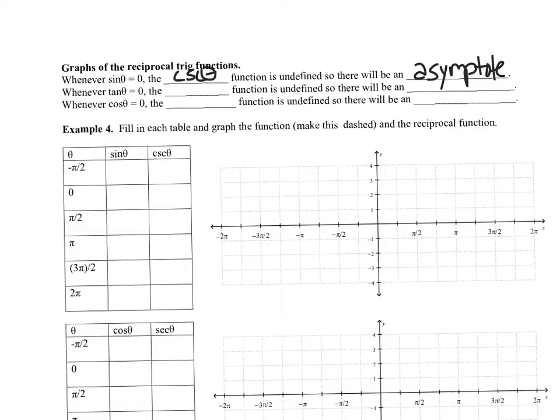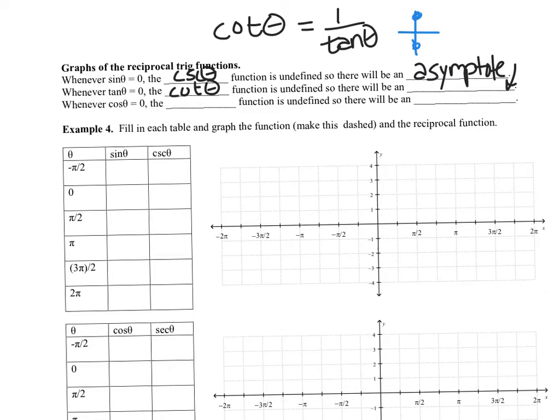Whenever tangent of theta is equal to 0, because the cotangent of theta is undefined, so there again will be an asymptote. So cotangent of theta is equal to 1 over tangent of theta. So wherever tangent of theta is undefined, which remember tangent's undefined on the y-axis, then there's going to be an asymptote on the cotangent function.